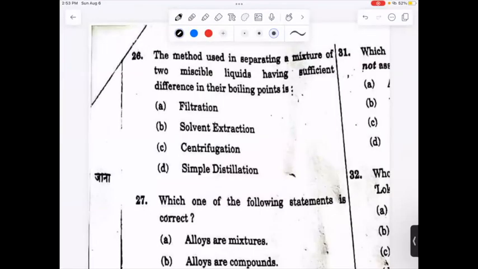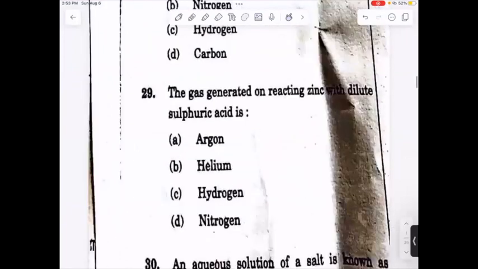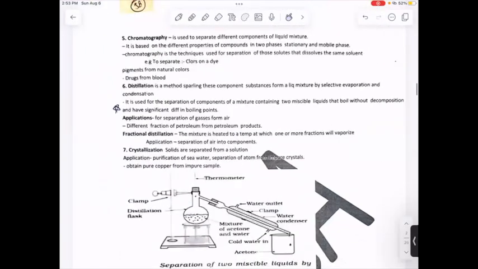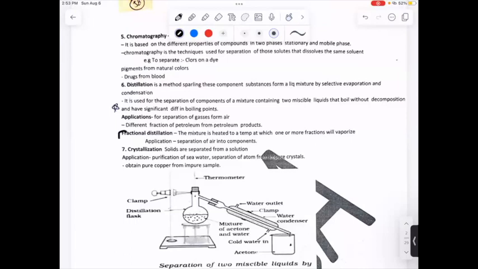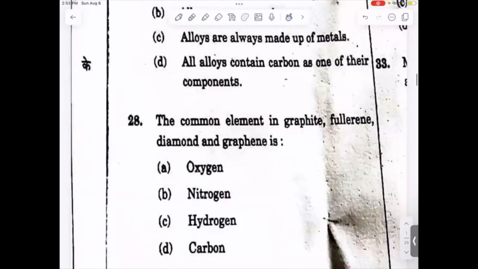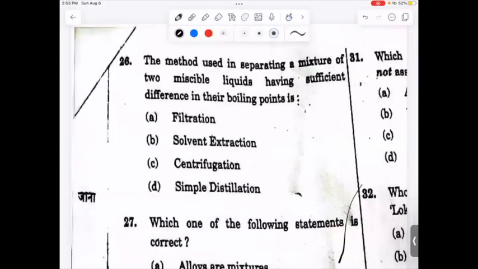Okay, so first question: the method used in separating a mixture of two miscible liquids having sufficient difference in their boiling point. So this question is from separation of mixtures chapter, and here is the answer. The mixtures which have a significant difference in their boiling point can be separated by the method of distillation. So option D is the correct answer.